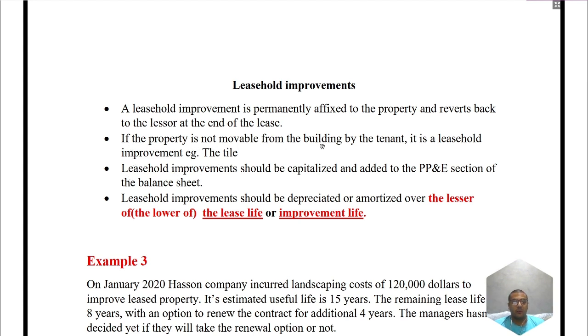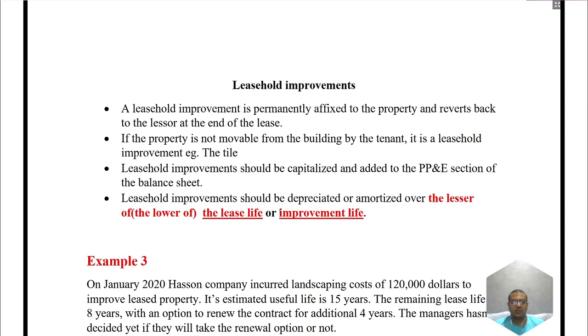So if the property is not movable from the building by the tenant, it's a leasehold improvement, such as, for example, the tiles. Leasehold improvements should be capitalized and added to the PP&E section of the balance sheet. We're going to have an asset called leasehold improvement, and it's going to be amortized over the lesser, or lower, of the lease life or improvement life.